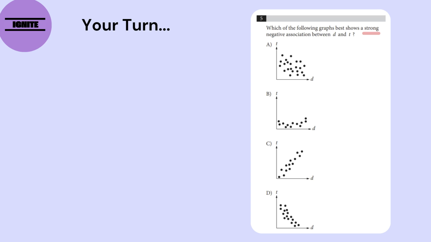So if we look at the option choices, what can we get rid of? Well, we can for sure get rid of A. That is not a tight cluster. It is very, very loose. Now let's look at the next phrase, a negative association. Let's look at the rest of these answers. Well, B is relatively straight. That is not a negative association. That is not going to be the answer. And then if we look at C, that is very, very positive. That will not be the answer either. So D is the only one left. That is a negative association and strong. So that is going to be our correct answer.